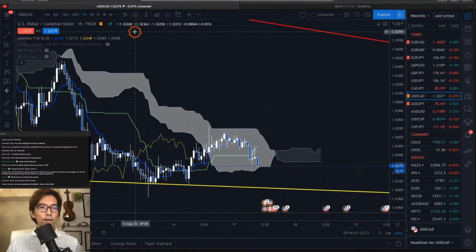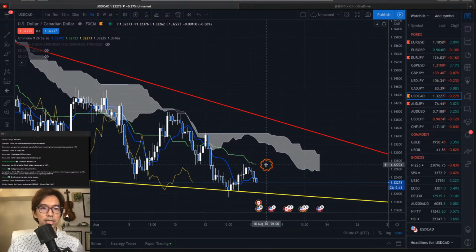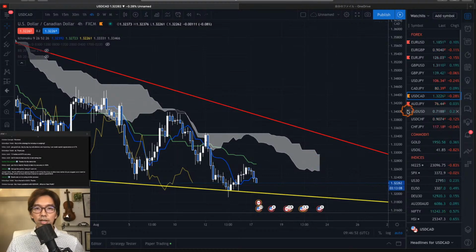And the USD/CAD 4-hour chart, I thought it was downtrending, but now it's consolidating. Yeah, Kijun-sen became flat, Kumo became flat too. So I will take out this flag.